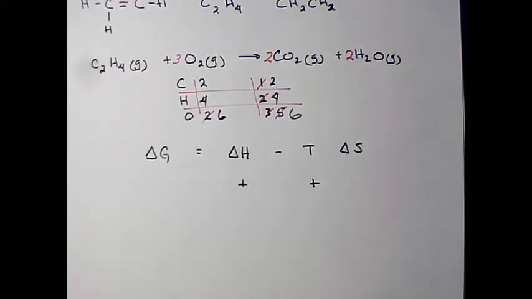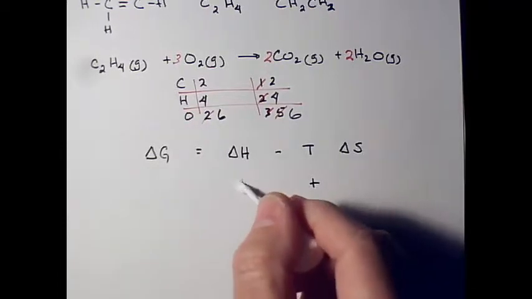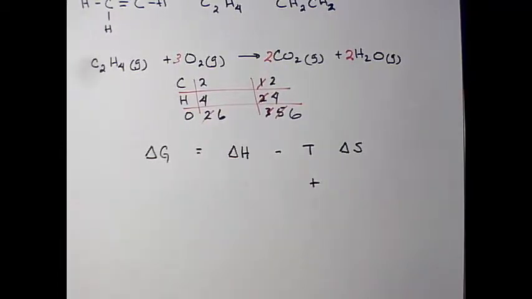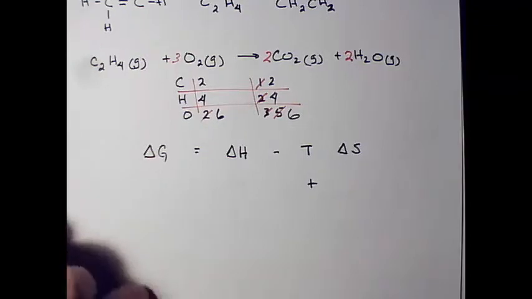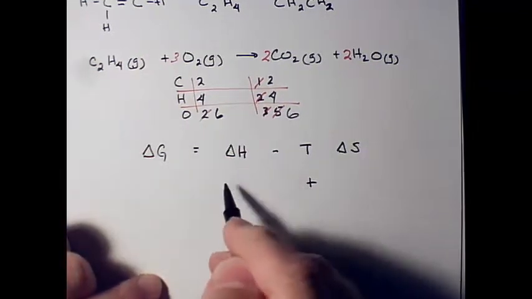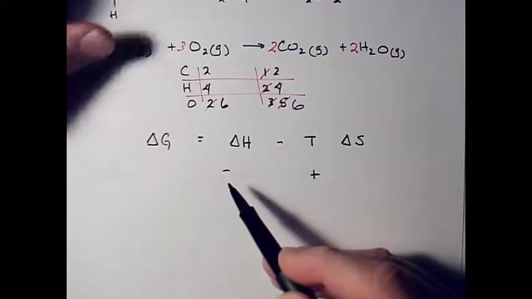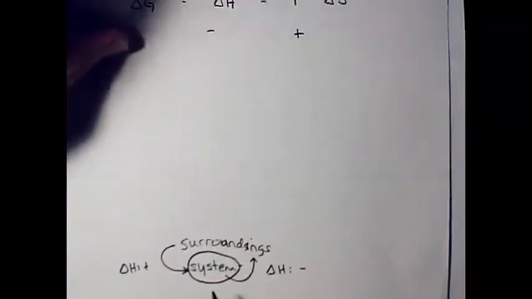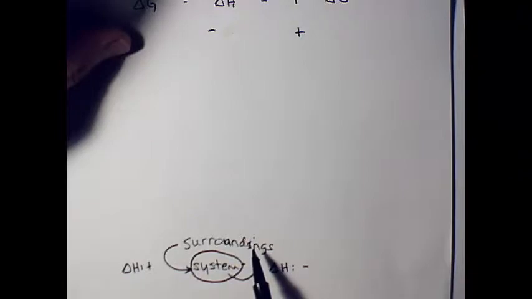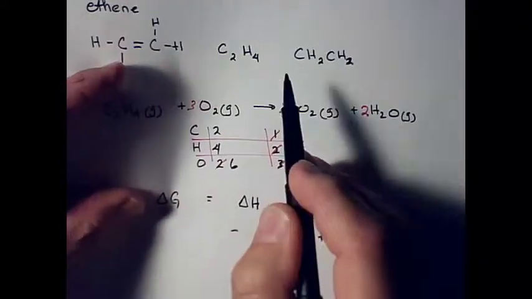Question: how do you know that delta H is negative or positive in this? I'm sorry, I said positive, isn't it? No. I just said it down here and I went and marked it positive. Okay. So delta H is negative. Delta H is going to be negative because the energy is going from the system to the surroundings, because this is an exothermic reaction.